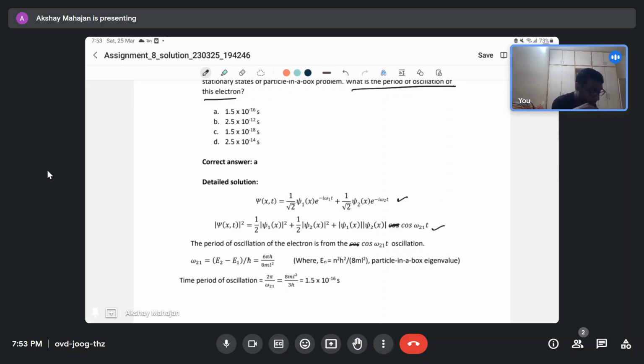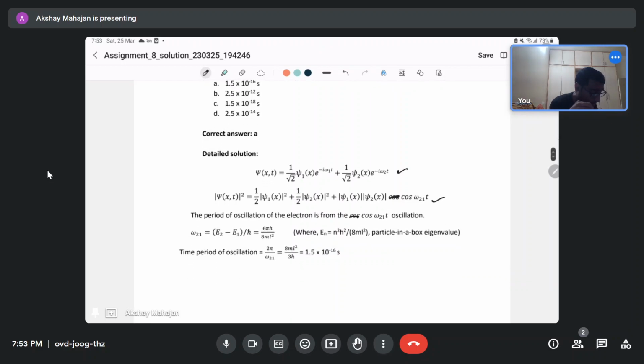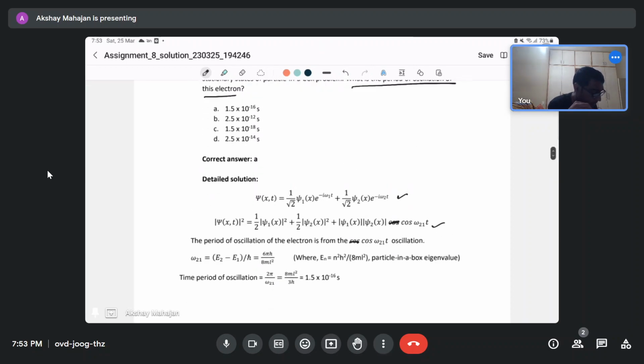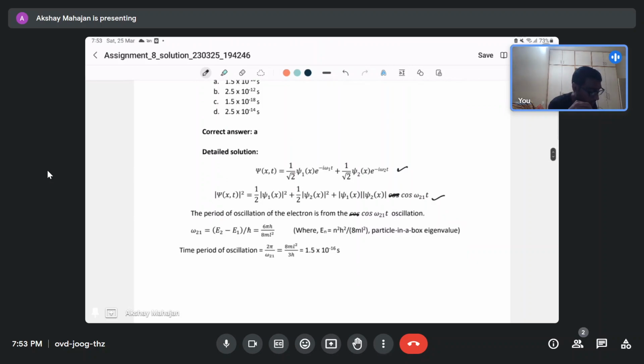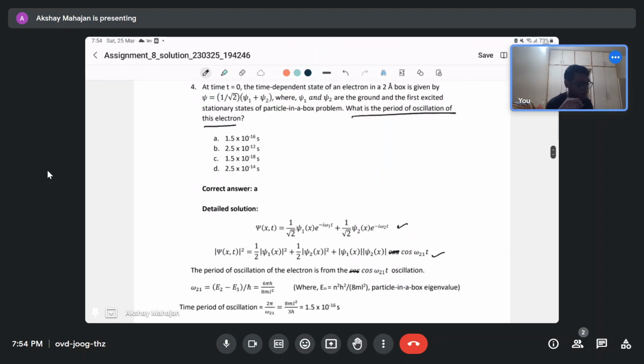So we just need to find omega 2 1, and En we know is n square h square by 8 m L square, given by this. You can put those values in, and you find omega 2 1 comes out as this. The period of oscillation will just be 2 pi divided by omega 2 1, in seconds, and you can calculate that to be 1.5 times 10 to the power minus 16 seconds. Alright, so my answer will be A.